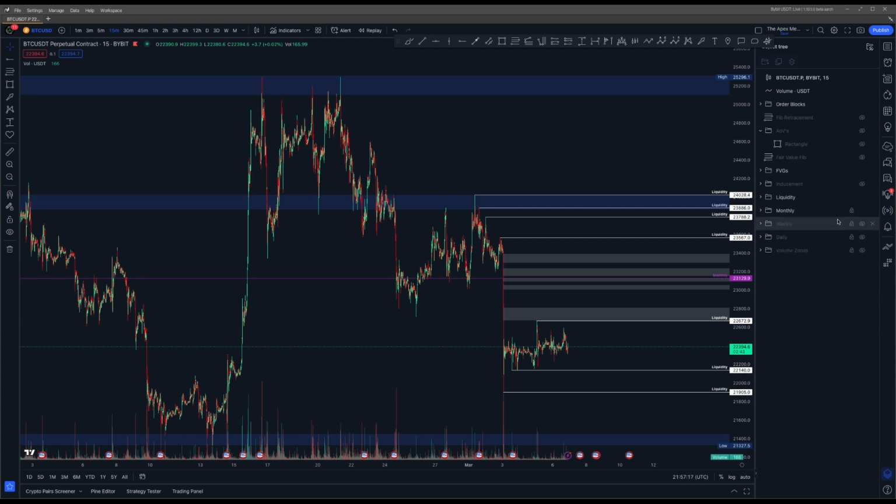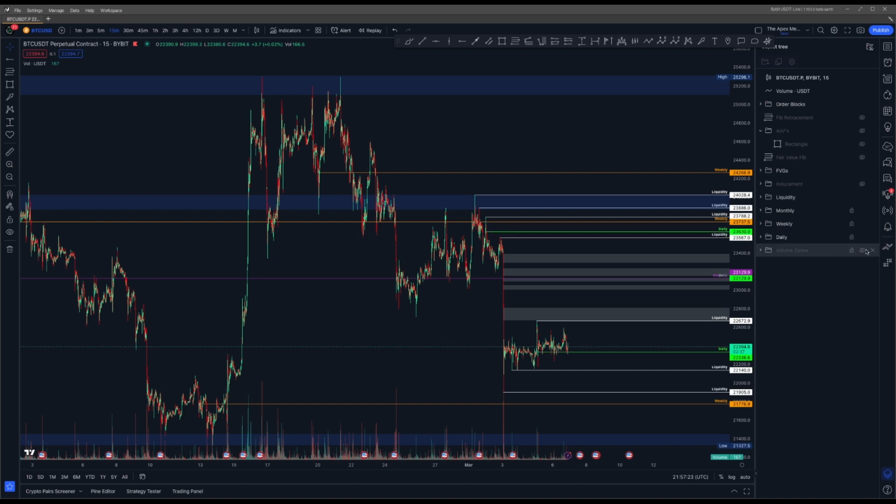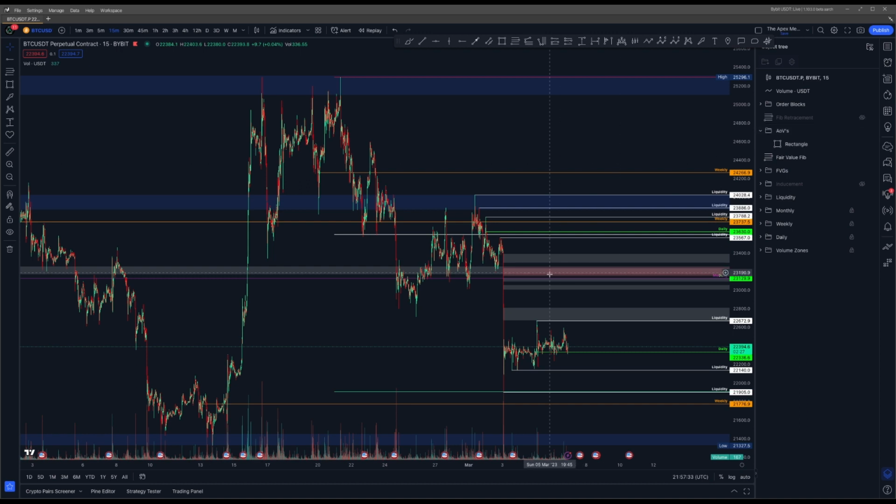Have a monthly there. Have the weeklies. And we have the dailies. Volume zones. Area of value. We have another area of value.